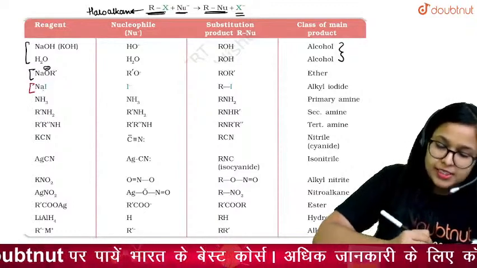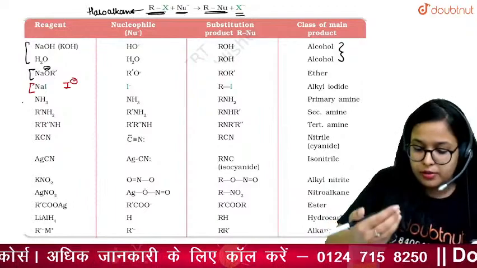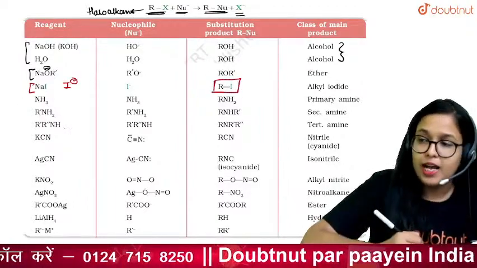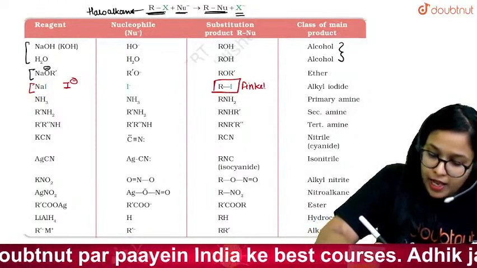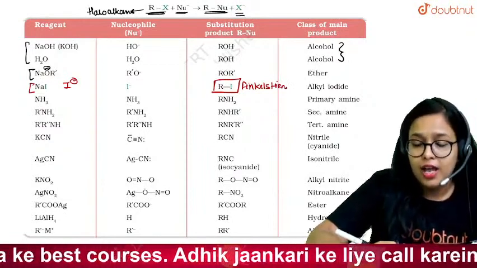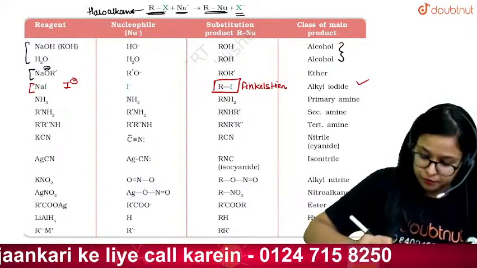Also we have discussed that I minus is the nucleophile that attacks RX and replaces X with I. This was the Finkelstein reaction. We have understood this reaction while preparing iodoalkane or alkyl halide. This was your Finkelstein reaction.